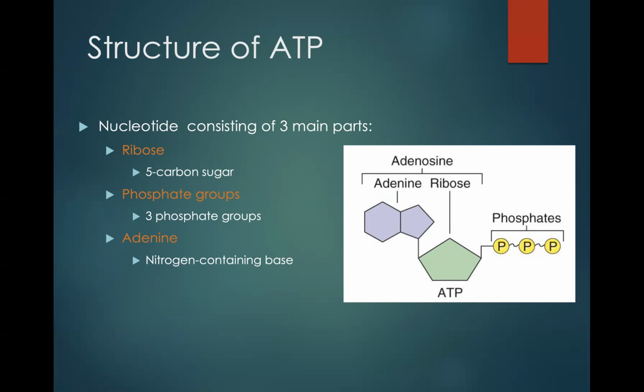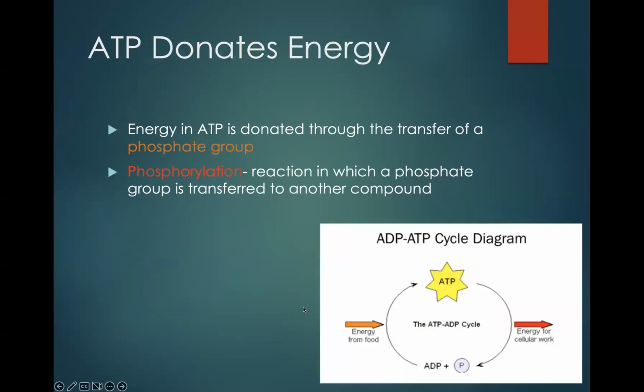All right, so you should be familiar with the structure of ATP. And this acronym ATP stands for adenosine triphosphate. That triphosphate is referring to the presence of those 3 phosphate molecules. Okay. So ATP donates energy. The energy in ATP is donated through the transfer of a phosphate group. So what happens is a process known as phosphorylation. This is a reaction in which a phosphate group is transferred to another compound.